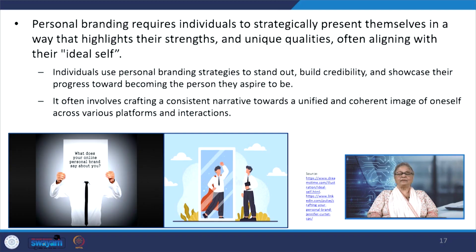Personal branding requires individuals to strategically present themselves in a way that highlights their strengths and unique qualities, often aligning with their ideal self. Individuals use personal branding strategies to stand out, to build credibility, and showcase their progress towards becoming the person they aspire to be. It often involves crafting a consistent narrative towards a unified and coherent image of oneself across various platforms and interactions.